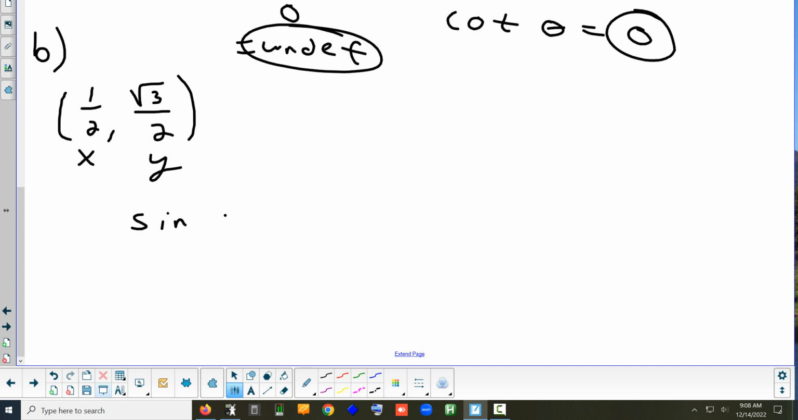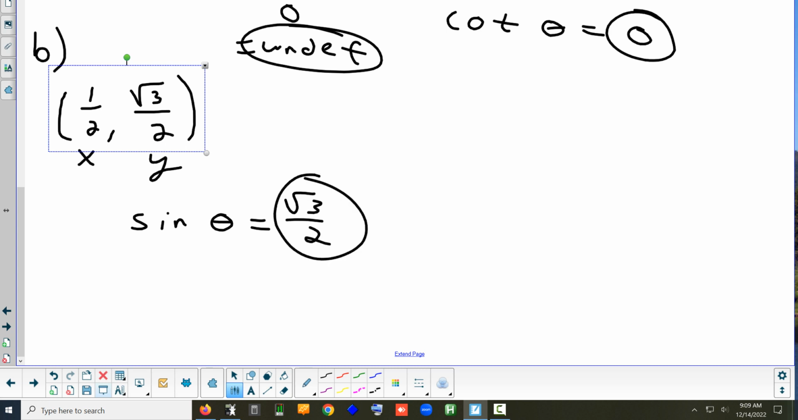All right, so let's start by finding the sine of the angle, which we're going to pretend we don't know, represented by this location. What is my sine? Square root of 3 over 2. Good. Okay. How about my cosine? Caleb? 1/2.